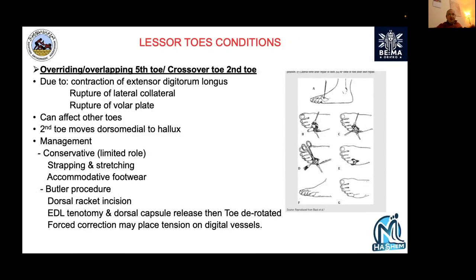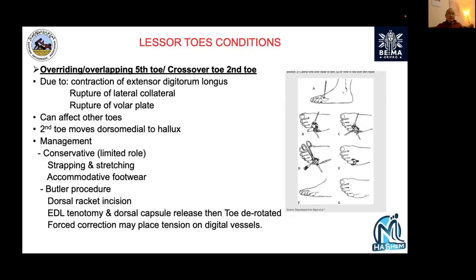The second condition you will have from the lesser toes will be the overriding or overlapping fifth toe, or crossover toe. And to be honest, we see this a lot in very young kids. Only the severe cases will need something to be done. Other than this, it almost passes unnoticed. It's very commonly congenital, so the patient is born with it.